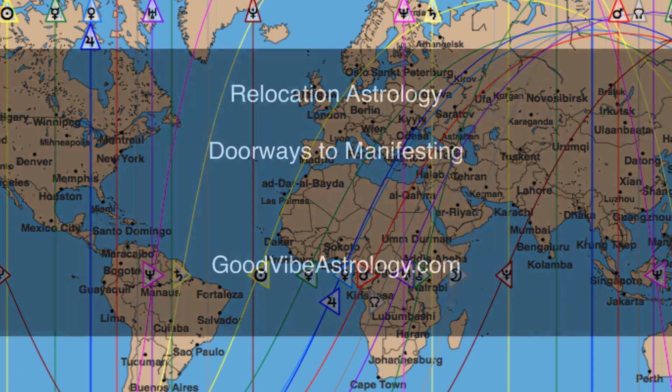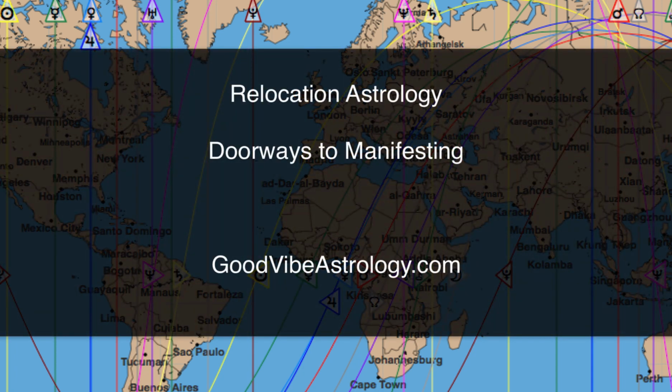Hi everyone, it's Kim here at Good Vibe Astrology, and today I wanted to talk about relocation charts. What are they? How do we create them? What might we use them for?